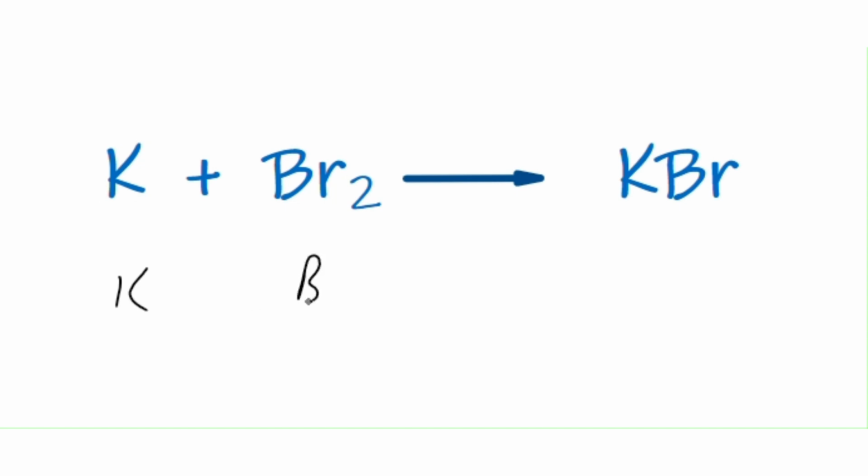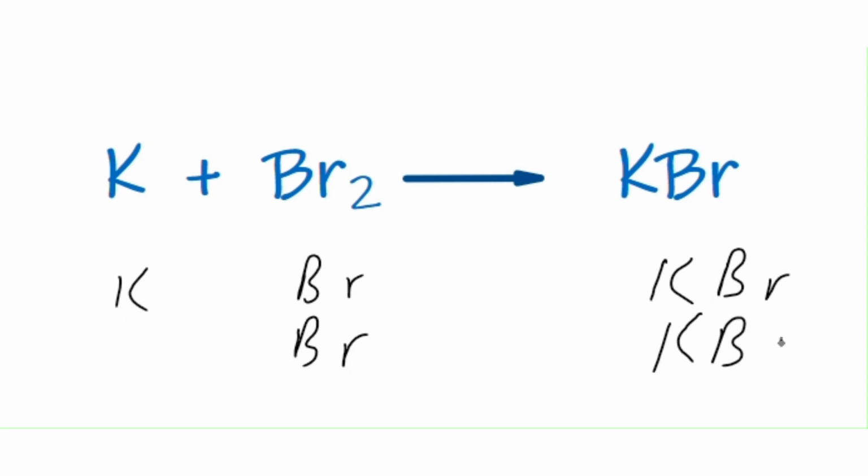Let's try a similar one. K plus Br2 goes to KBr. So we write out the atoms: K, 2 Brs here, and on the right-hand side, a K and a Br. So we can see, again, like the previous one, we've got 2 Brs on the left and only 1 on the right. We can't write that little 2. We have to double the whole thing.